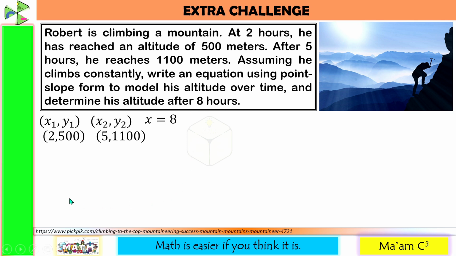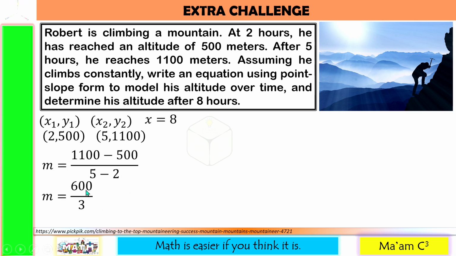Let me solve first for the slope. That would be y sub 2 minus y sub 1 all over x sub 2 minus x sub 1. Y sub 2 is 1,100 minus y sub 1, 500. X sub 2 is 5 minus x sub 1, which is 2. 1,100 minus 500 is 600, and 5 minus 2 is equal to 3. 600 divided by 3 is 200. This will be my slope.